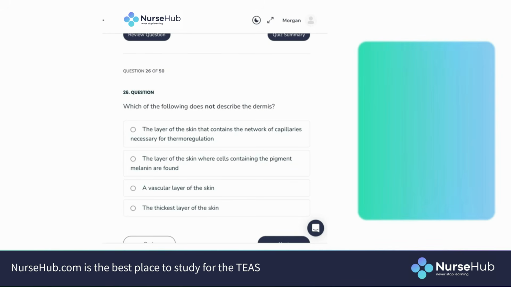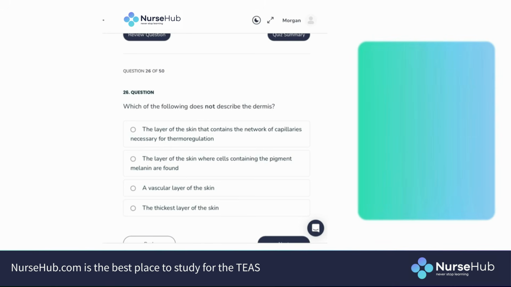It's asking us about, this is just a term. Again, with a lot of these multiple choice questions, you're going to have to commit a lot of this to memory and be ready to answer them very quickly in the exam setting. So this question asks, which of the following does not describe the dermis? The layer of skin that contains the network of capillaries necessary for thermoregulation. The layer of skin where cells containing the pigment melanin are found. A vascular layer of the skin, or the thickest layer of the skin.